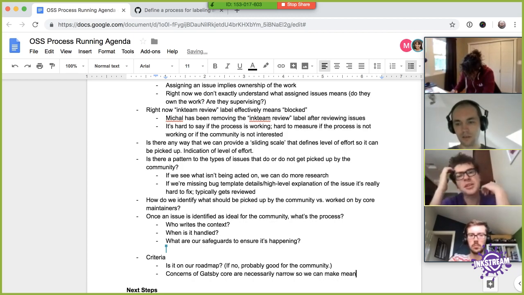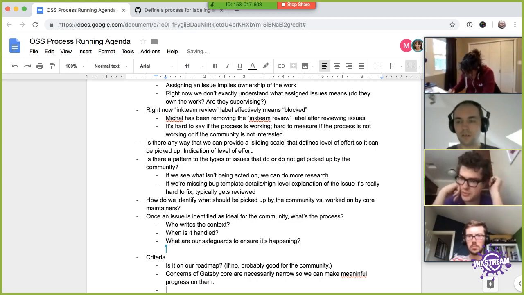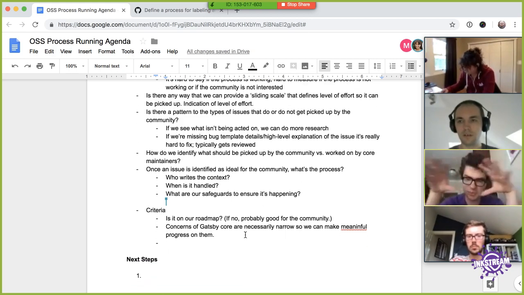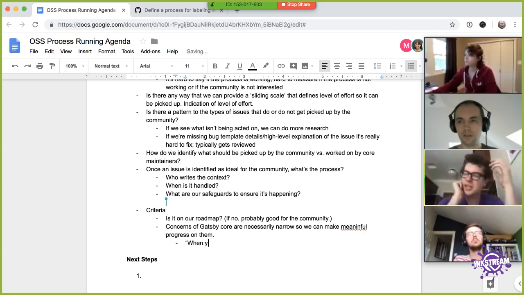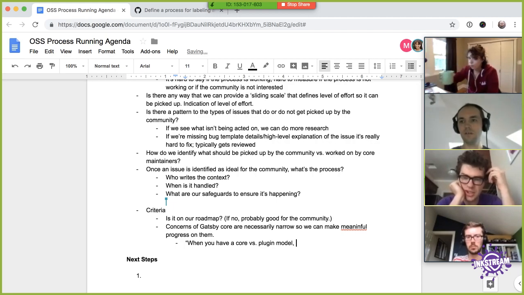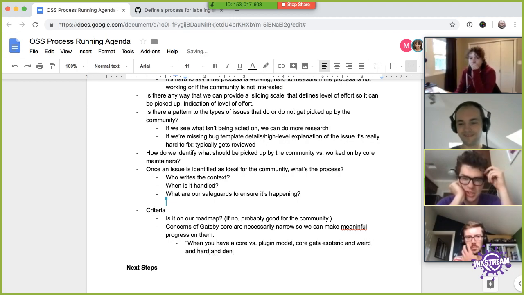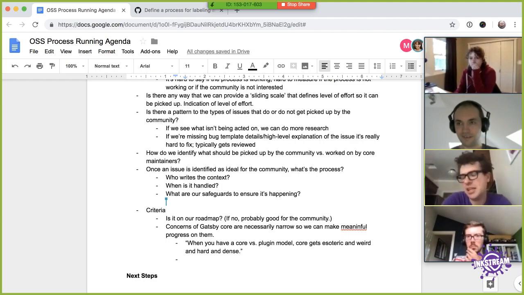But that's the dilemma of the core development model: when you have a core plus plugin model, core necessarily gets esoteric and weird and hard and dense, which means that to do anything meaningful with it, it's like Gatsby Core doesn't do a ton. I mean, it does a lot, but at the same time it doesn't do a lot. What it does is increasingly weird, and what we're working on is increasingly weird.